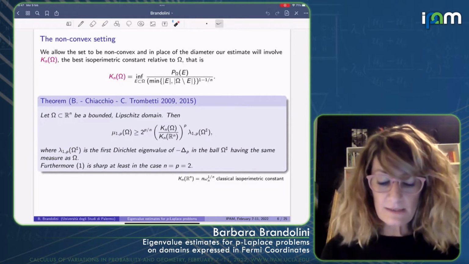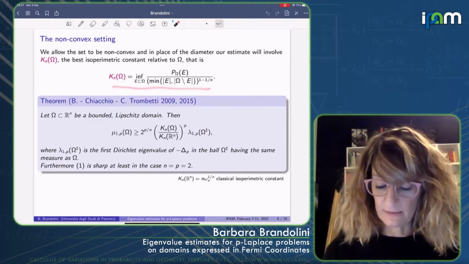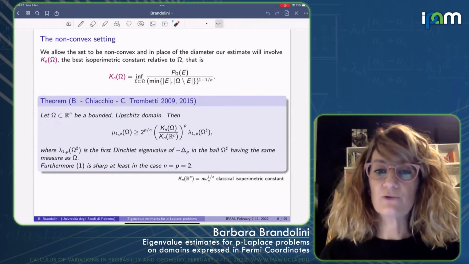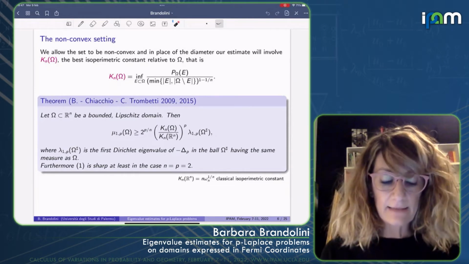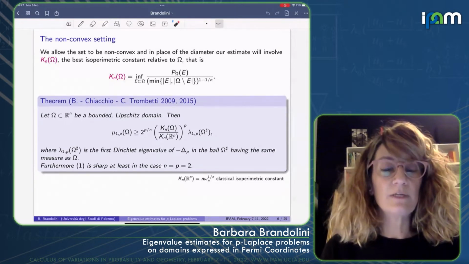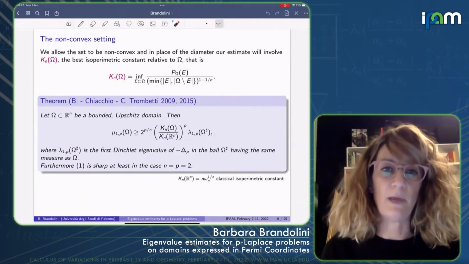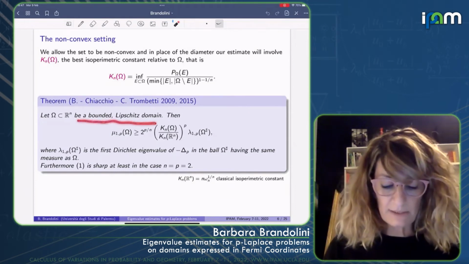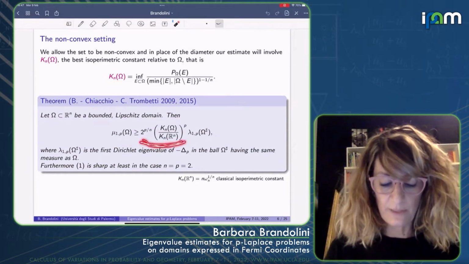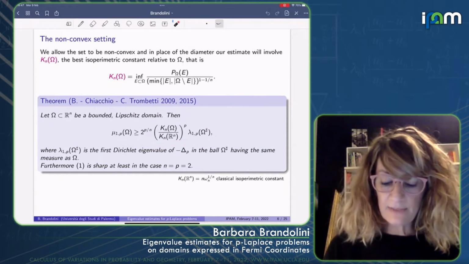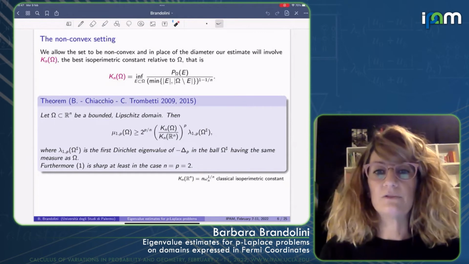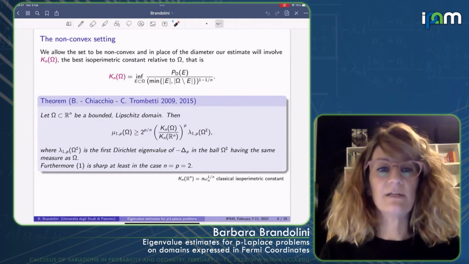This constant obviously is always less or equal than the classical isoperimetric constant, which are equal here, and omega n stands for the measure of the unitary ball in R^n. And this quantity is strictly greater than 0 when omega satisfies a certain property, and this is always true if omega is a Lipschitz domain. So if we have a bounded Lipschitz domain, we can prove that mu1 is greater or equal than a constant depending on p and n and Kn, times another quantity that can be read as the first Dirichlet eigenvalue of the p-Laplace operator in the ball omega sharp having the same measure as omega.